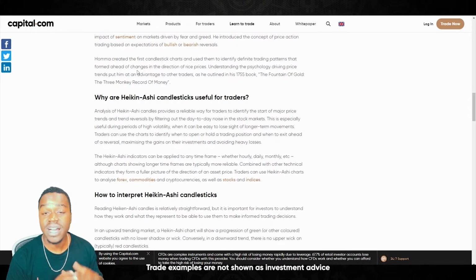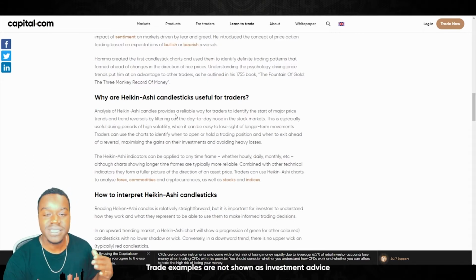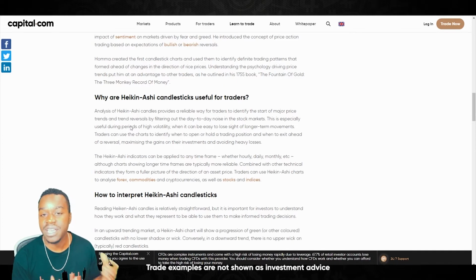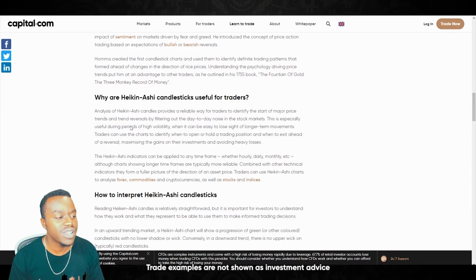So in today's day and age, why are Heikin Ashi candlesticks useful for traders now? Analysis of Heikin Ashi candlesticks provides a reliable way for traders to identify the start of a major price trend, and also a trend reversal, because it filters out day-to-day noise, which makes it extremely useful during periods of high volatility, which can cause a trader to lose sight of the longer-term price movements. Introducing this to your trading can help you maximize your gains by looking at where to open or exit and looking for those reversals and trends before they happen, like in candlestick patterns.